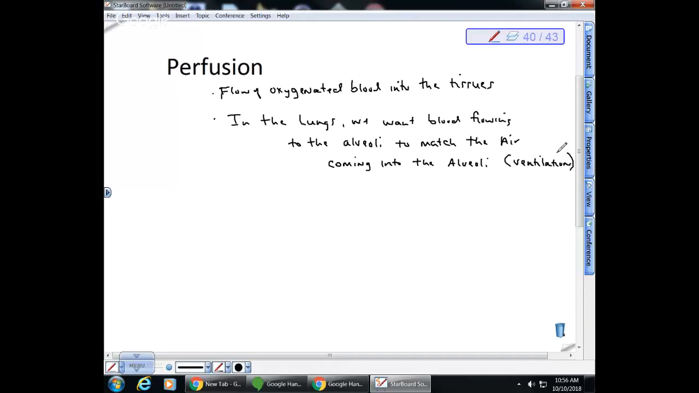So sometimes this does not happen if your lungs are damaged, right? So if we have a mismatch of perfusion and ventilation in damaged lungs, then you're not going to get adequate oxygenation of the blood. So mismatch of these in the diseased lungs leads to inadequate oxygenation of the blood. So that's the idea of perfusion and ventilation in the lungs matching.